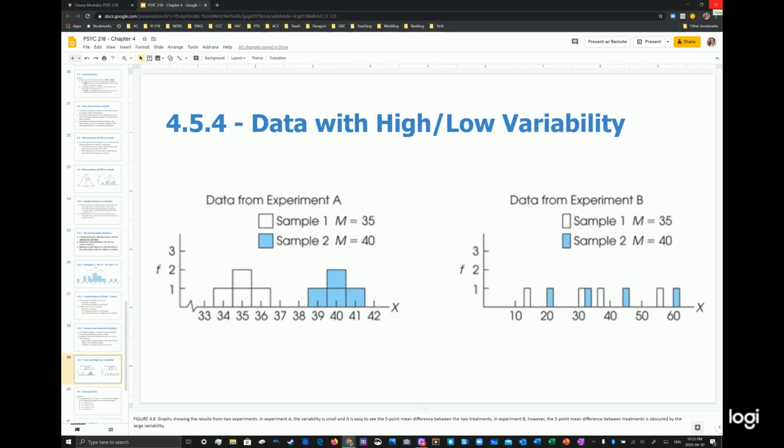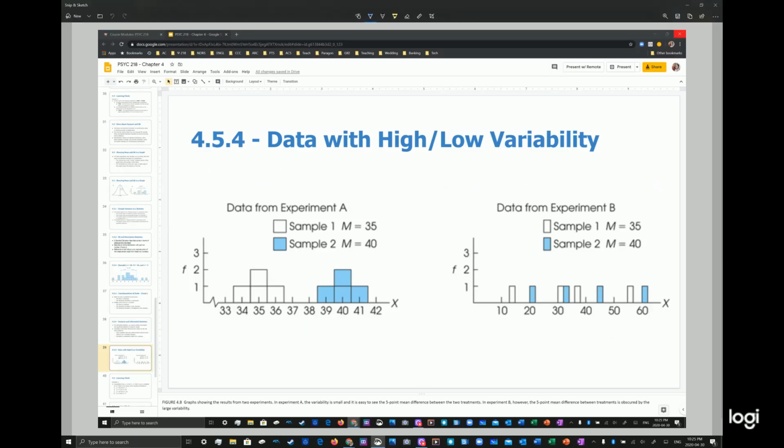This slide shows us this in a more concrete way using frequency distribution graphs. Here you see two distributions that have a relatively low spread, especially compared to experiment B or distribution B. Here you see there is no overlap between the distributions, between sample 1 and sample 2. There's absolutely no overlap.